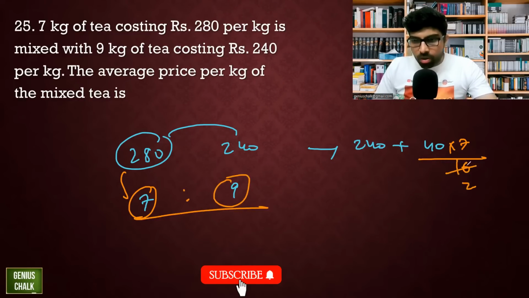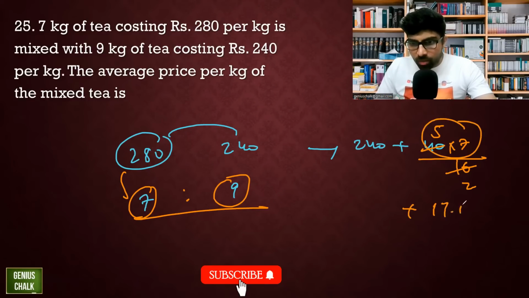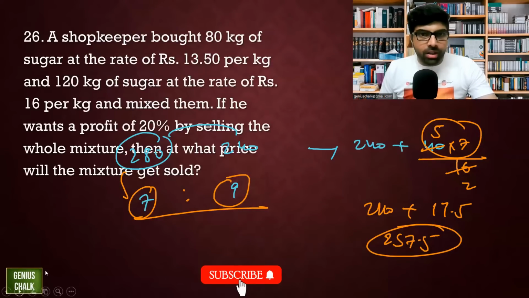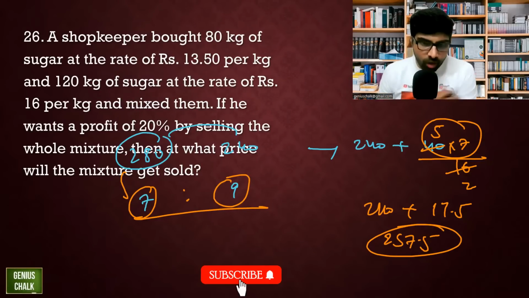So just solve. 8 2s are 16, 8 5s are 40. So this becomes 35 by 2, that is 17.5. So 240 plus 17.5, 257.5, which was also our actual answer. I hope this is clear. Now let's solve the next type.